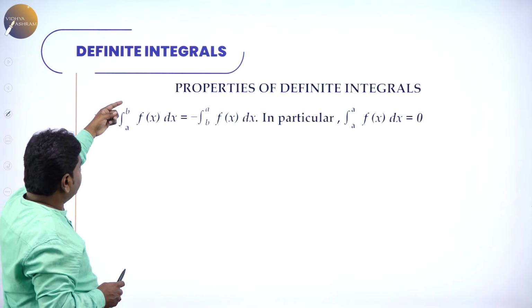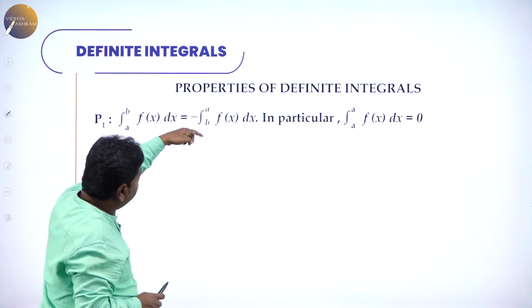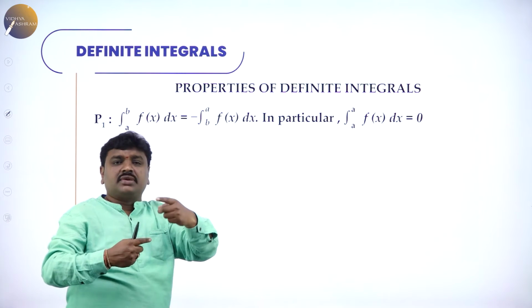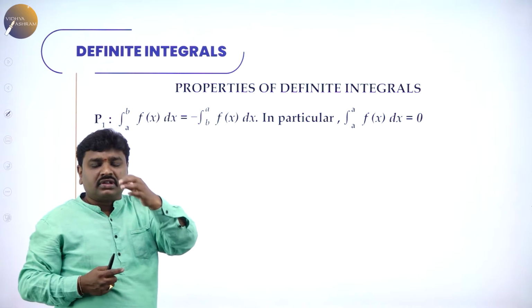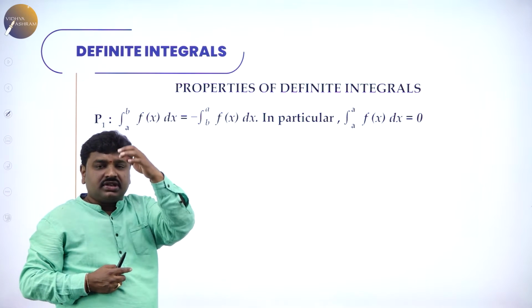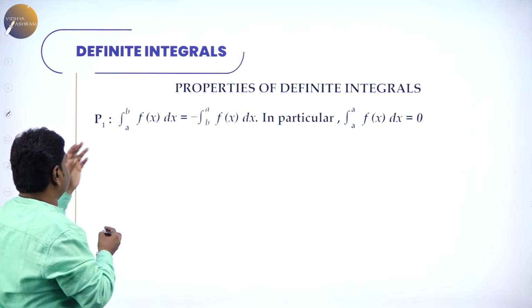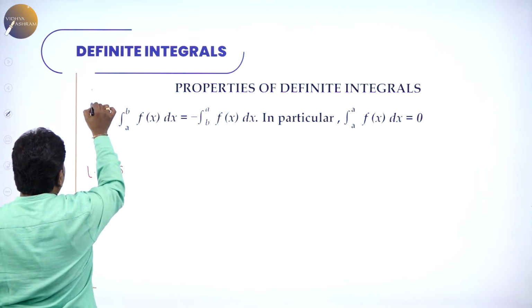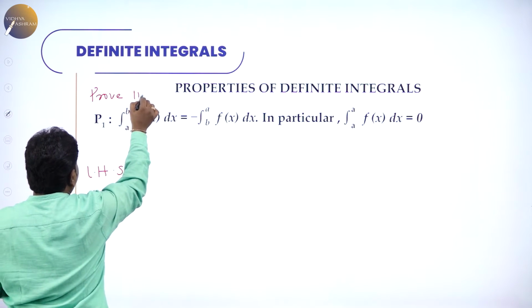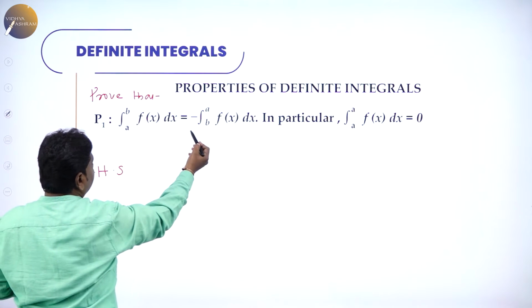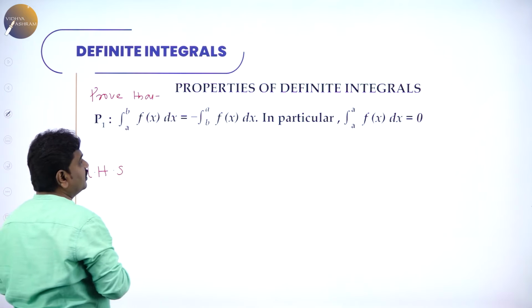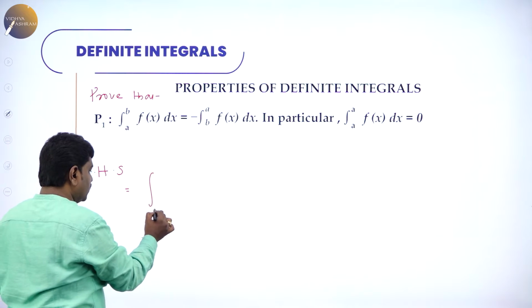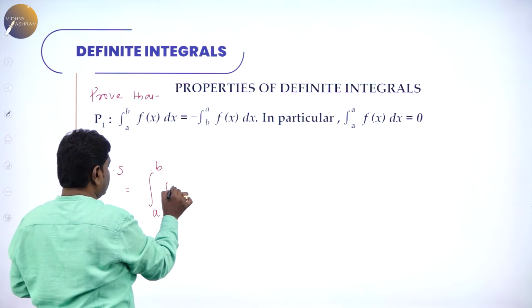Wherever it is necessary, we'll use P0. P1, integration a to b f of x dx can be written as minus integration b to a f of x dx. Meaning is when you interchange the limits, the integral sign changes. So now you will take LHS and arrive at a result. Now I'll try to prove that. They'll ask: prove that integration a to b f of x dx is equal to minus integration b to a f of x dx. So now in this, how to prove? LHS we will take. What is LHS? Integration of a to b f of x dx.